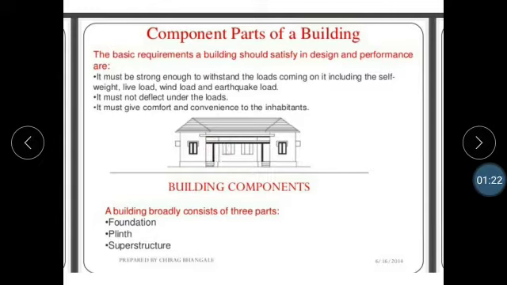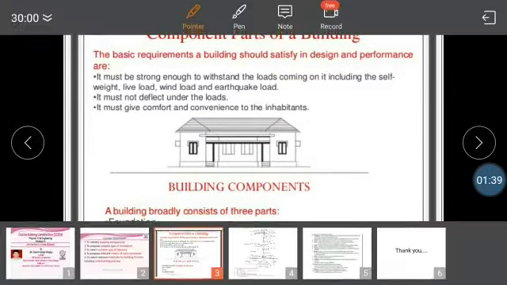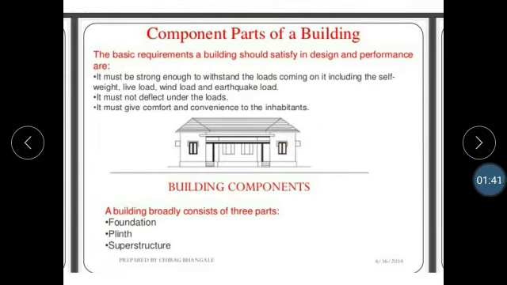So here below the ground there will be a foundation. The function of foundation is to transfer the complete load. As we know, the load is transferring from slab to beam to column, and the complete load, that is dead load, live load and wind load, will be transferred to the foundation, and ultimately from the foundation it will be transferred to the hard soil strata.